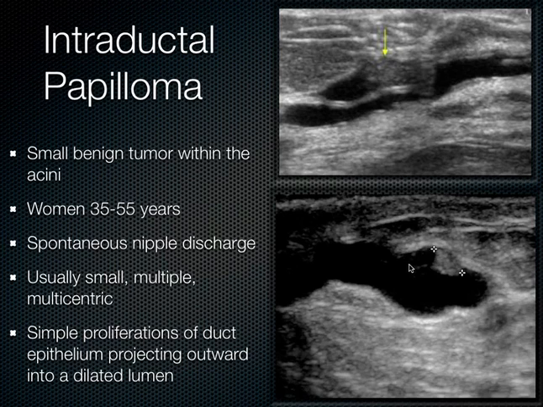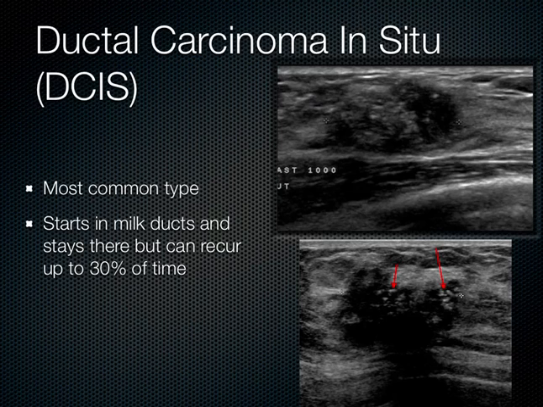Sonographically, they look like small, multicentric areas with simple proliferations of the duct epithelium projecting outward into a dilated lumen, usually from one or sometimes more than one focal point. Each of these little intraductal papillomas is supported by a vascular stalk, if you were to put a color flow on there.